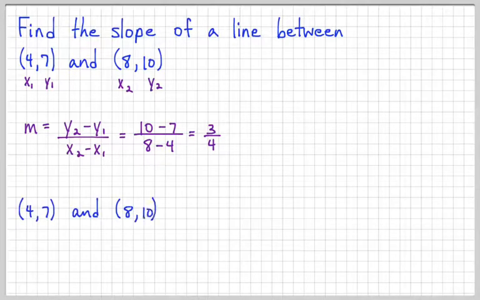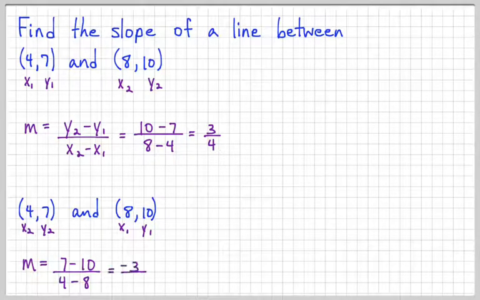Now, if you reverse the points, if you call this one x2, y2, and this one x1, y1, you'll still get the same answer. Let's see how it works. This time we're going to have 7 minus 10, and on the bottom we're going to have 4 minus 8. That's going to be negative 3 over negative 4, but the negatives cancel out, and we still end up with positive 3/4. So it really doesn't matter because the slope is the slope no matter which 2 points you use or which one comes first.